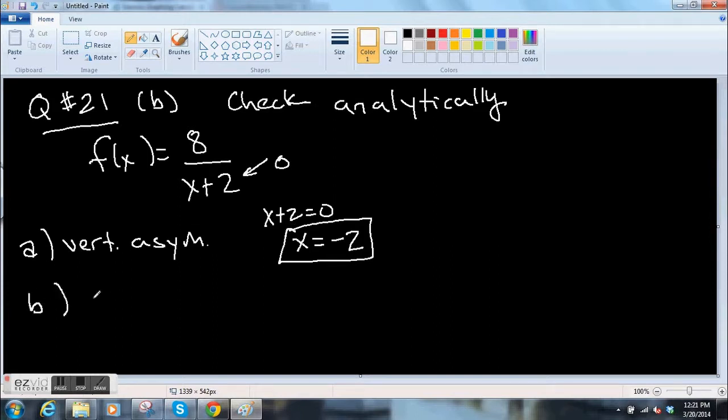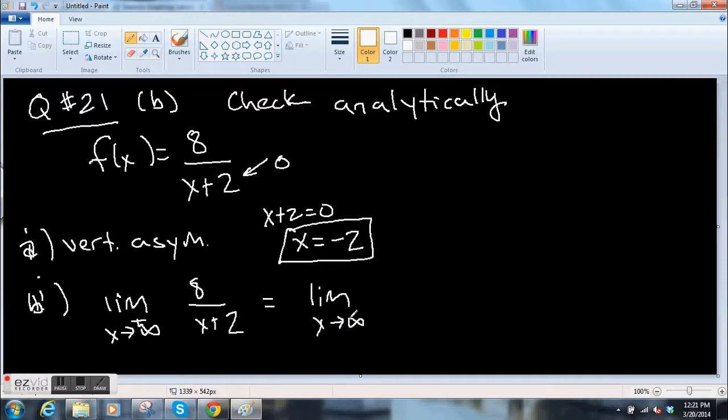Part B, or excuse me, this is technically like 1 and then 2. If we wanted to actually, without a graph, calculate the limit as x goes to positive infinity of 8 divided by x plus 2. Before we said that equals 0, but let's do it analytically. We're going to do this funky thing. When you have these infinities, you want to do the funky thing. The biggest power of x in this problem is x to the 1.